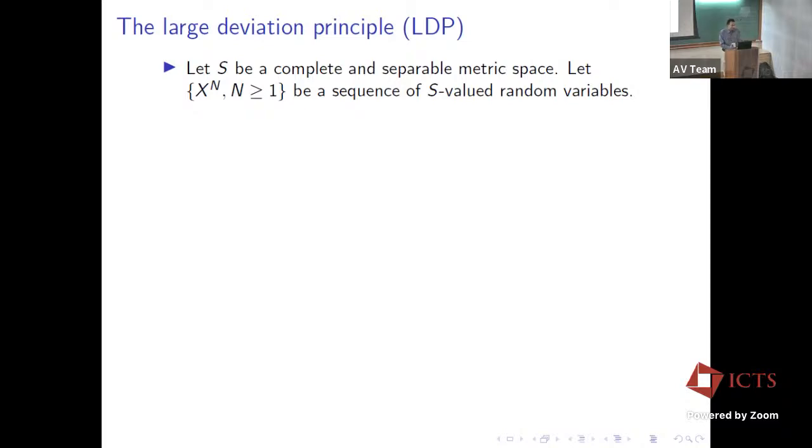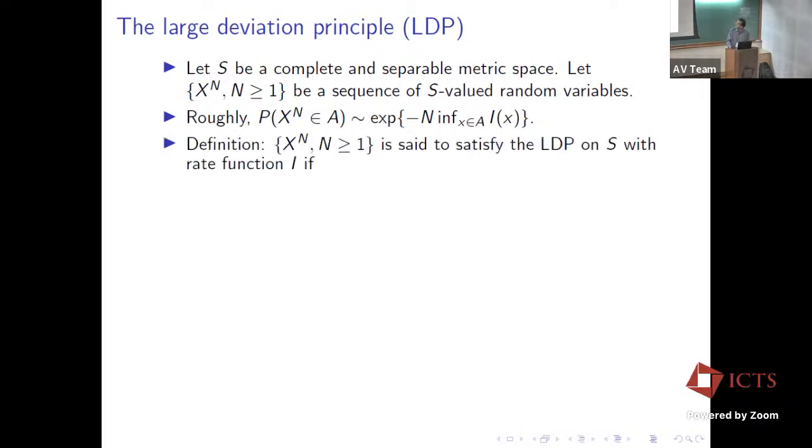Let S be a complete and separable metric space, and you have a sequence of random variables X_n taking values in this space, and we are looking at roughly what's the probability that X_n, the nth element in the sequence, belongs to the set A. The large deviation principle roughly says that you can write this as e to the minus n times the infimum of a certain function in this particular set. So that's roughly what an LDP is.